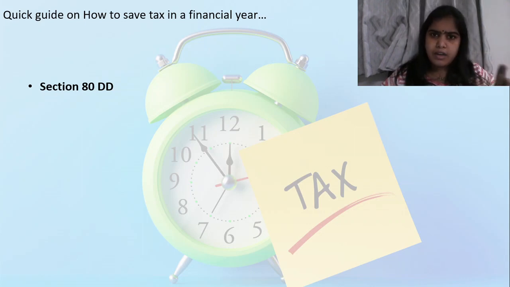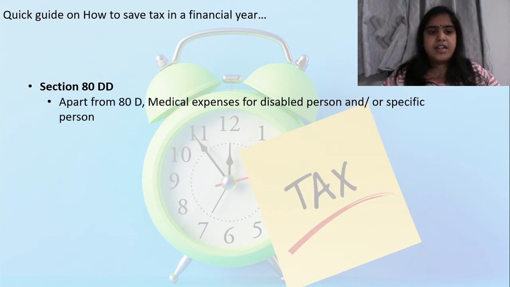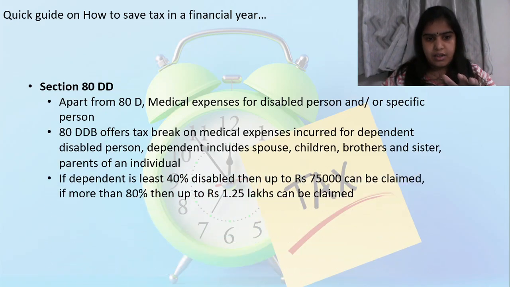These sections are quite confusing, but we should just know under which section and what are the available options where we can save the tax. It says that apart from 80D, for medical expenses of a disabled person, we will be considering two sections here: 80DD and 80DDB. So 80DD offers a tax break on medical expenses incurred for a dependent disabled person.